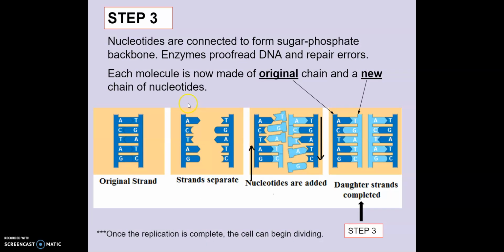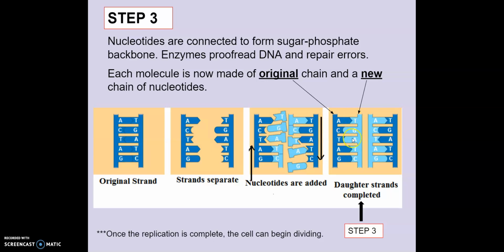Then for step 3, the nucleotides are connected to form a sugar phosphate backbone. Enzymes will proofread the DNA and repair any errors, because if there are errors, you don't want to put that into a new cell. You need to proofread it first. And each new molecule is now made of a part of the original chain and a new chain of nucleotides.